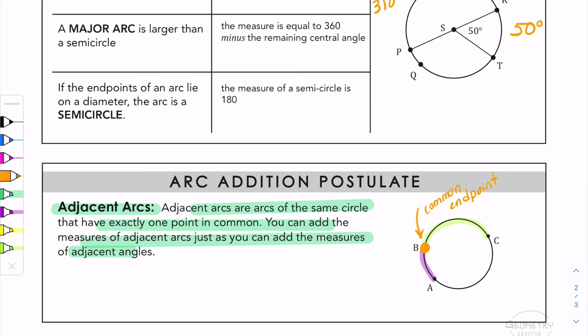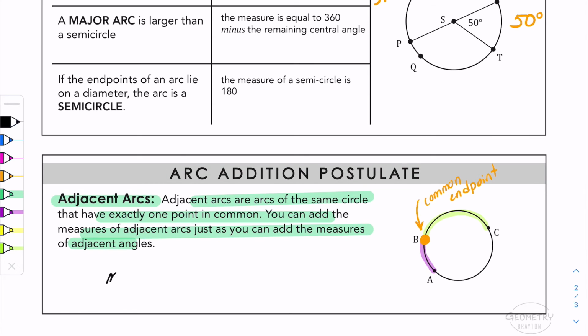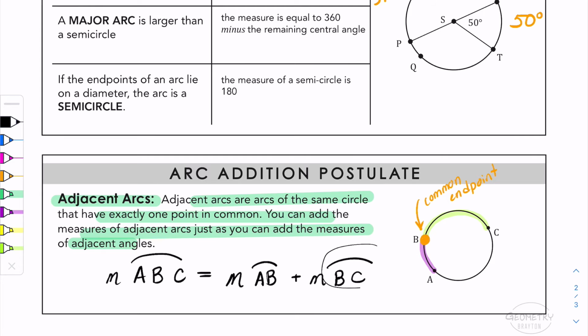This tells us that we can add up the total. So the measure of arc ABC is equal to the measure of arc AB plus the measure of arc BC. Make sure you're not using an angle sign, you use an arc symbol. Very important. We've been using angle symbols all year. Now we're using an arc symbol. Please do not mix them up.